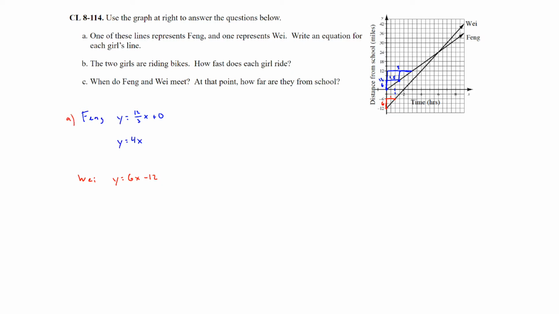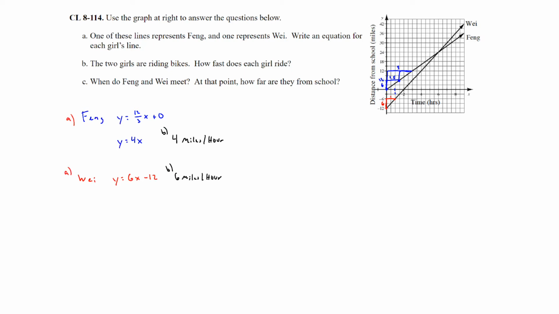B, the two girls are riding bikes. How fast does each girl ride? So we'll just write the answer next to their equation. That represents the slope, and so when you're paying attention to the slope, you have the distance from the school in miles, and then the time in hours. So the rate of change is going to be miles per hour. So Feng is going to be riding at 4 miles per hour, and Wei will be traveling at 6 miles per hour. And that is part B.